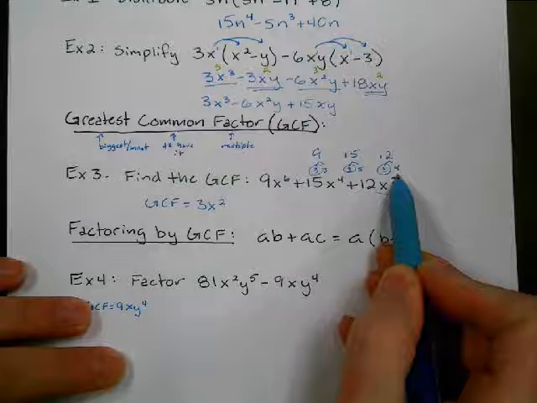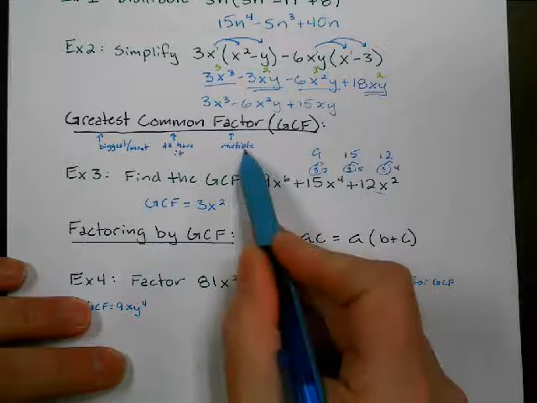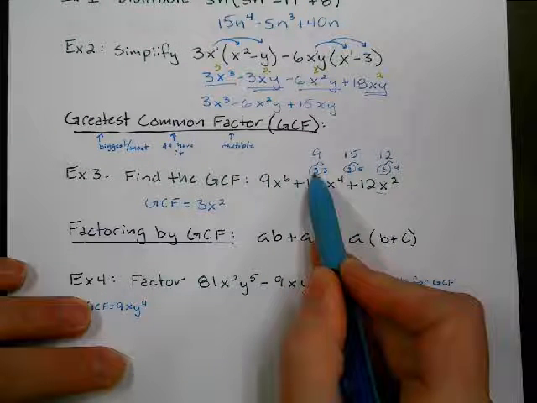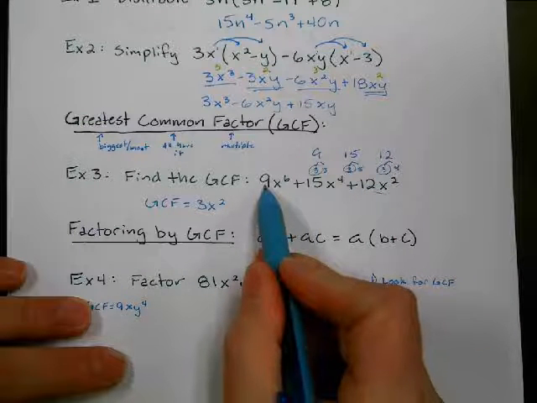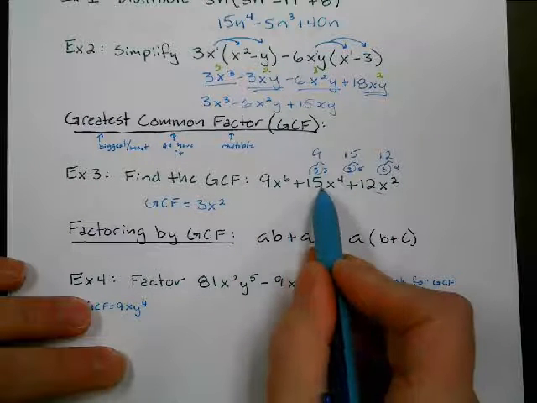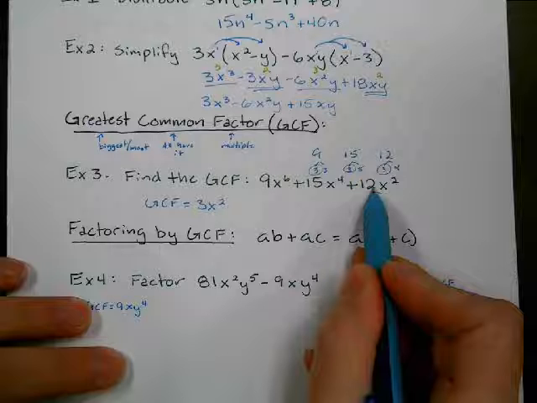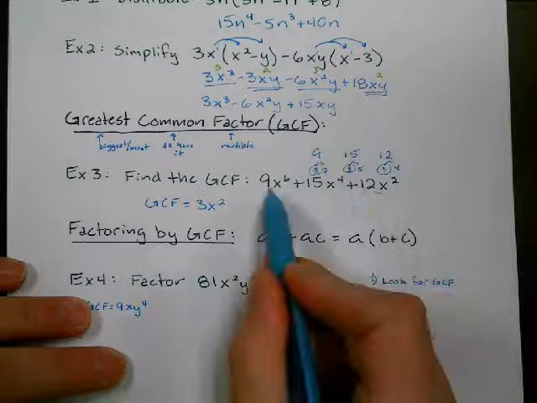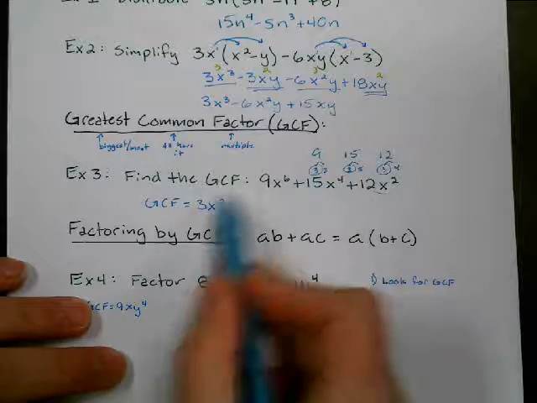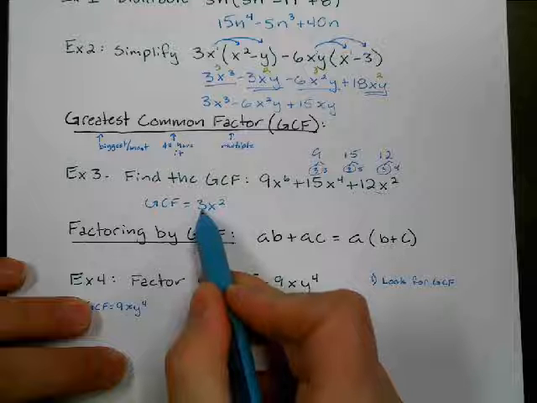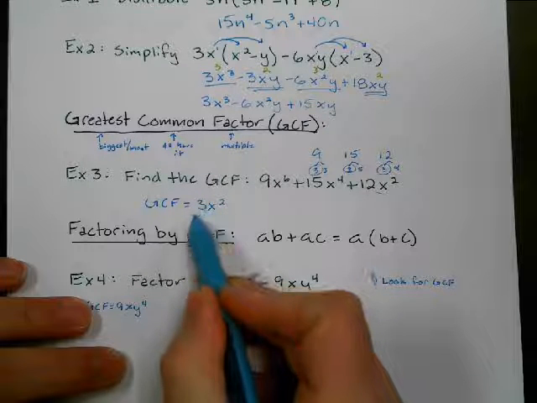So the biggest multiple or factor that they all have in common is 3. Really what we're looking for is what's the biggest number that will go into 9, 15, and 12 evenly. So the biggest number that goes into 9, 15, and 12 is 3. So part of my GCF is 3. But GCFs are not just the coefficients.